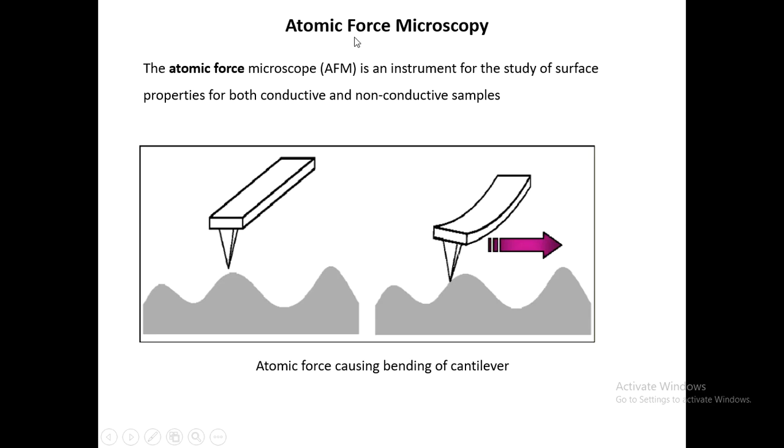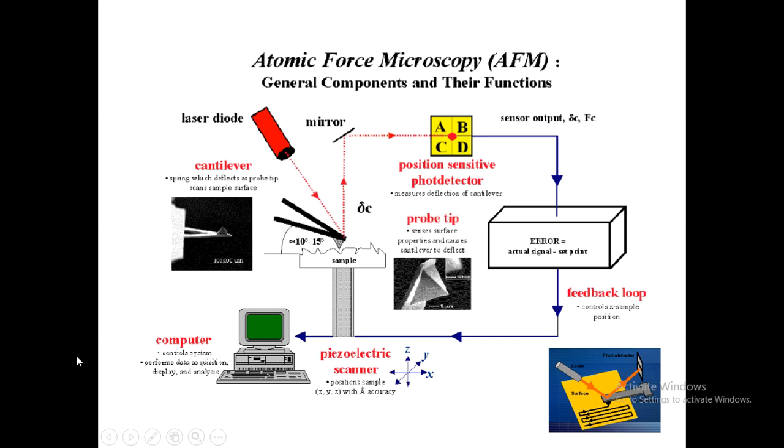So as I said, the example is atomic force microscopy. The image I have represented here shows atomic force causing bending of a cantilever. See, this is the cantilever beam, this is the probe, and this is the sample surface. When atomic force is applied on the cantilever, what happens? The cantilever will bend. By using that bending nature, one can get the surface morphology of a sample. That will be explained by the working principle of atomic force microscopy.